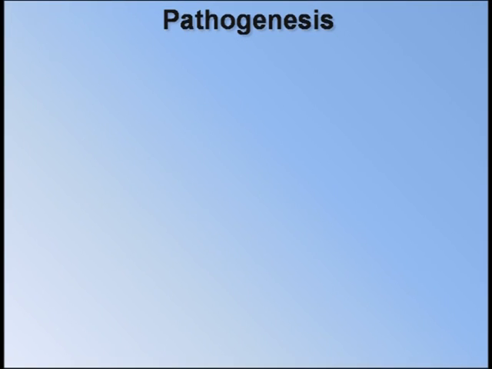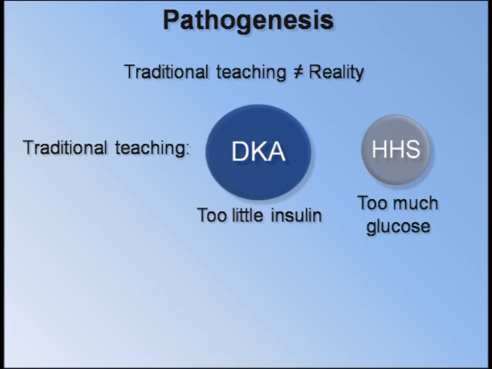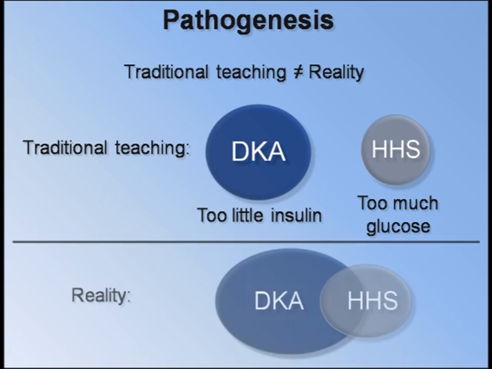As with the epidemiology, traditional teaching does not match reality. That traditional teaching usually explains the difference between these conditions by stating that DKA is due predominantly to too little insulin, while HHS is due to too much glucose. This is a tremendous oversimplification. In reality, there's a great amount of overlap in the pathogenesis of the two syndromes.